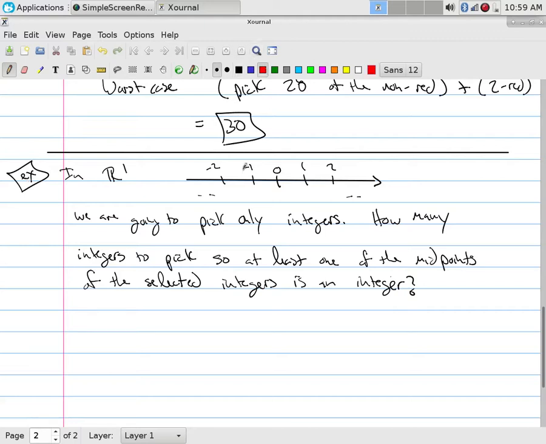Let's might as well draw it. If I pick this one and this one, I get this midpoint, that's not an integer. Between these two, I get that midpoint, that's not an integer. But between these two, I get that midpoint, which is an integer. How many points can you pick, or should you pick? Is it an infinite number? Is it one, is it two? What's the minimal number that you have to pick to guarantee that if you pick at random, you always have an integer midpoint?